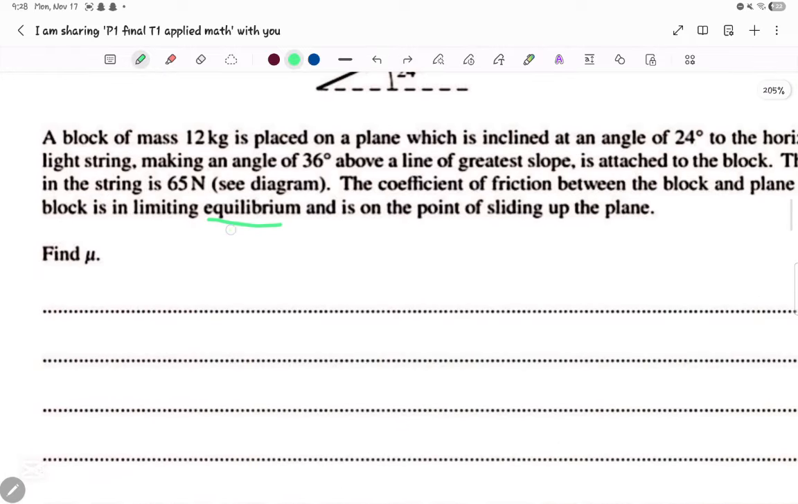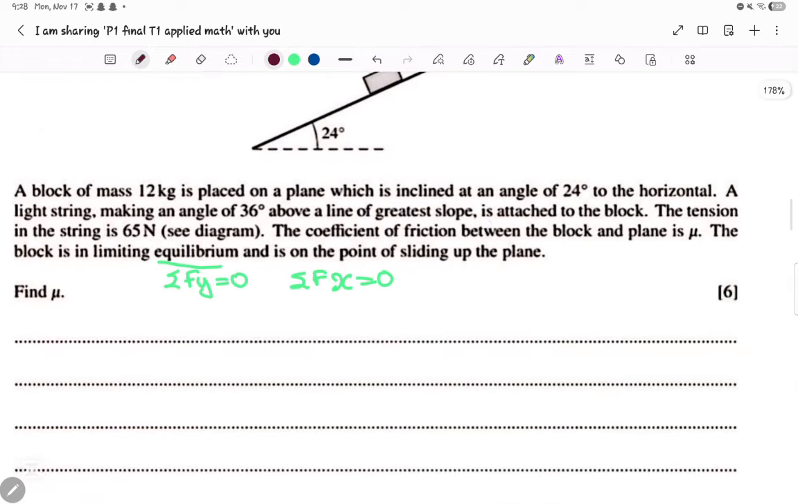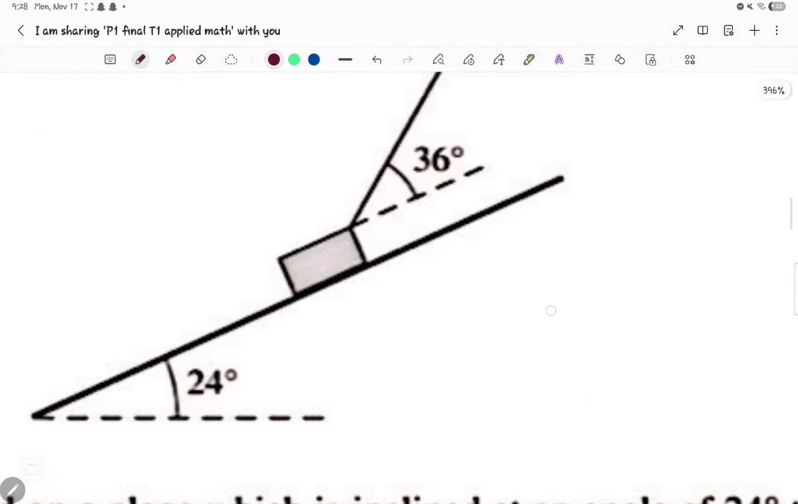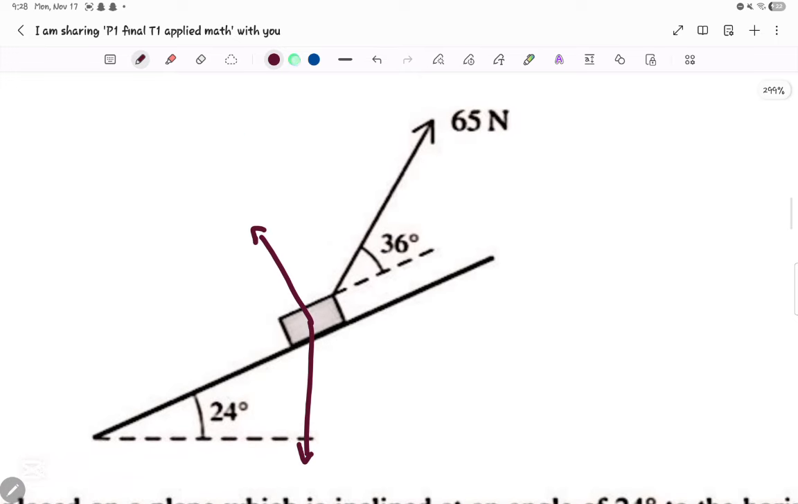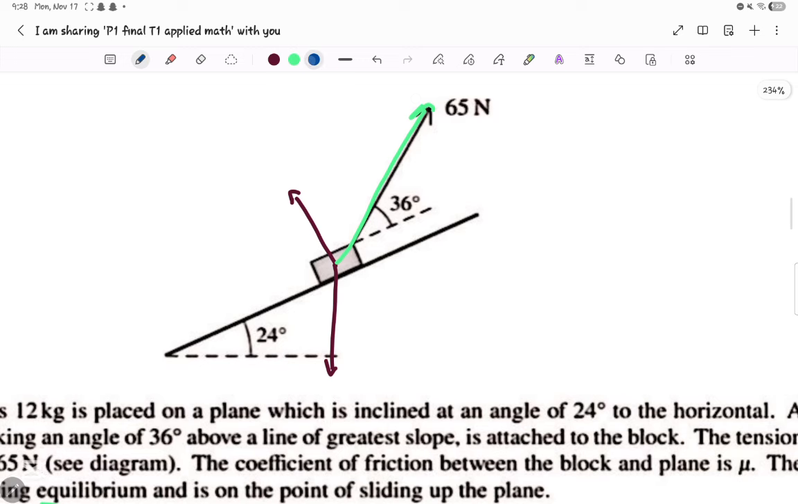So, first of all, because it's in equilibrium, we can state that sigma Fy equals 0, sigma Fx is equal to 0. Second of all, let's draw all of the forces occurring on the block. We have the normal push, we have the weight of the block, we also have the tension, which is like this. Now what is left for me to do? To choose my x and y axis. This is my y axis, this is my x axis. All I need to do now is to resolve.